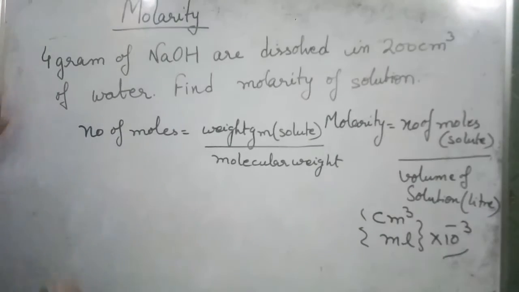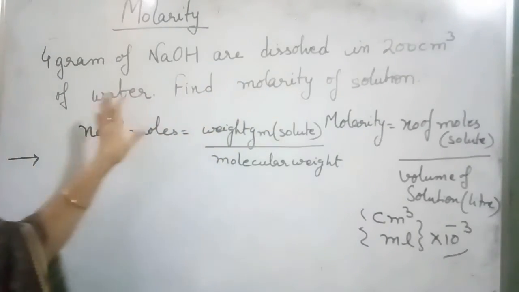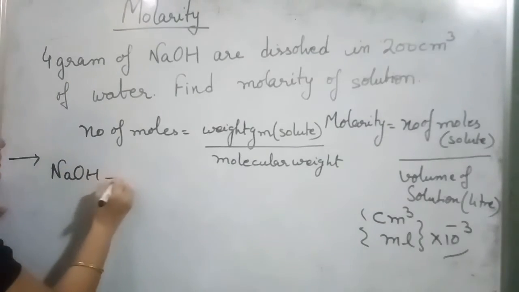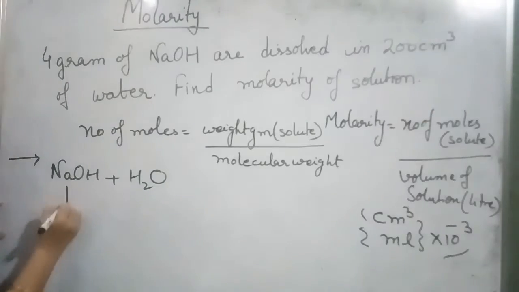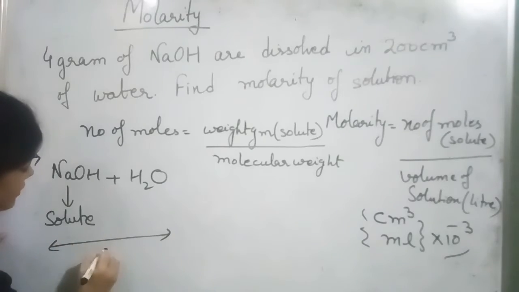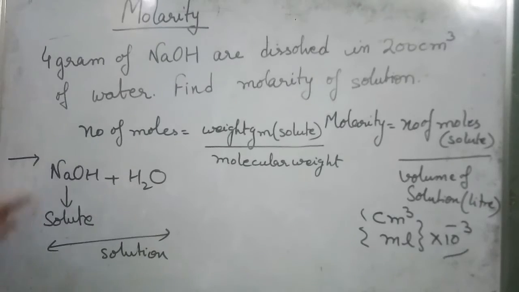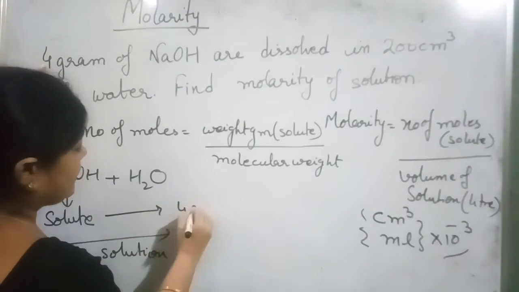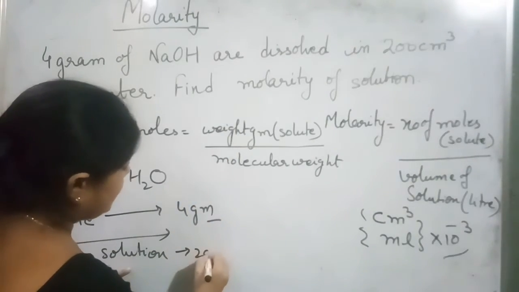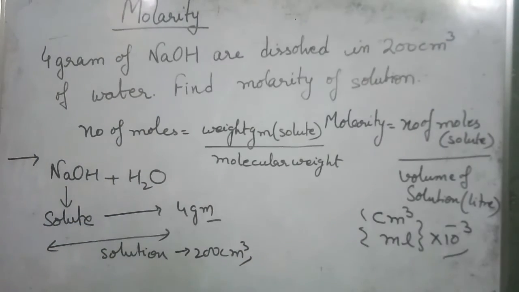Okay, now just see the question. 4 grams of sodium hydroxide are dissolved in 200 centimeter cube of water. That means NaOH gets dissolved in water. Now here NaOH is our solute, and NaOH plus water becomes our solution. Clear? Now the weight of the solute is 4 grams and the volume of the solution is given as 200 centimeter cube.